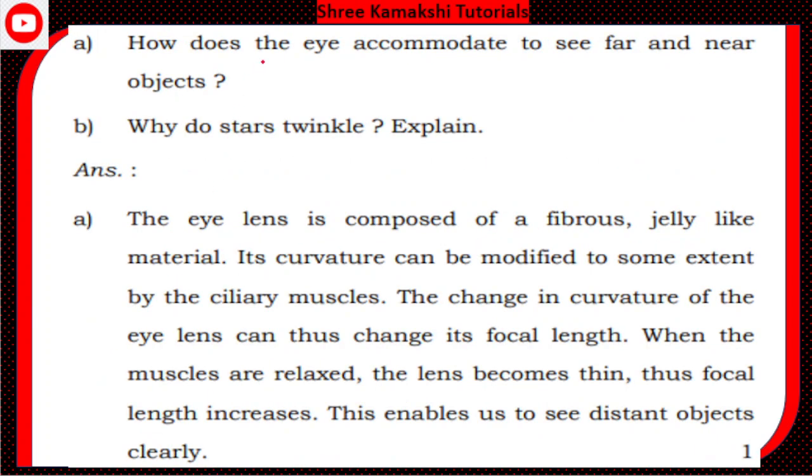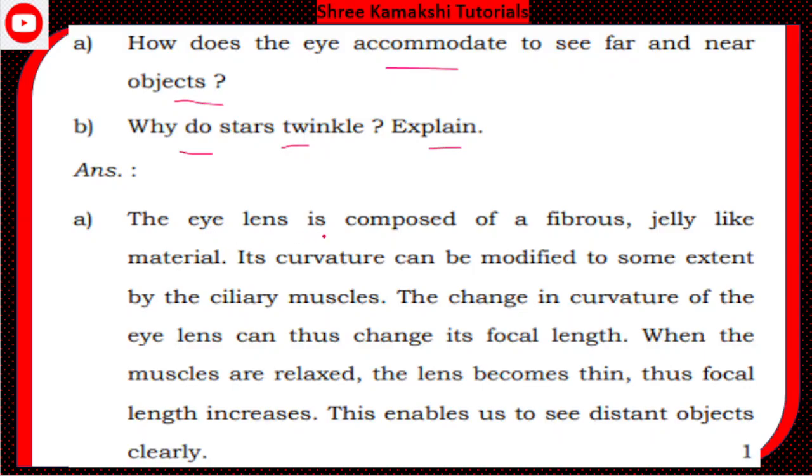Next question: How does the eye accommodate to see far and near objects? Why do stars twinkle? Explain. The first question is how does the eye accommodate to see far and near objects?